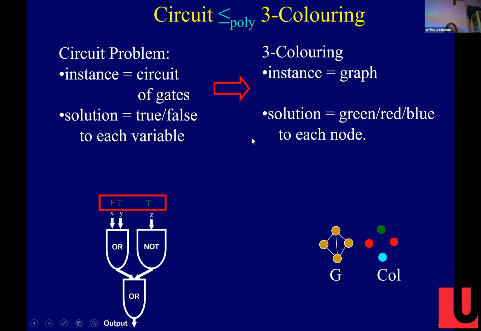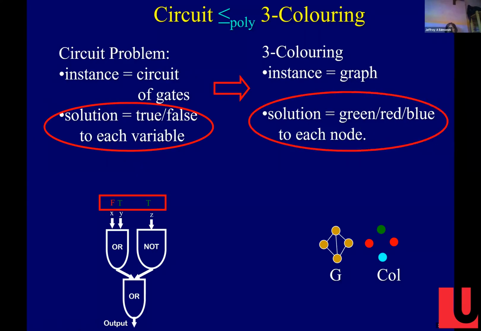So let's see how we're going to map between them. What is an input to the circuit problem? It's the circuit of gates. So what's the input to the 3 coloring? It's a graph. So what do I have to do? I have to take a circuit of gates and map it over to a graph. Given a circuit of gates, I have to form a graph. And then what is the solution to the circuit problem? Well, it assigns a true or false to every input variable, right?